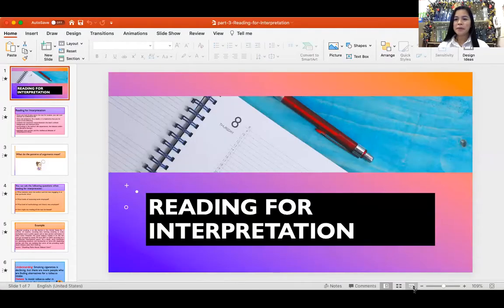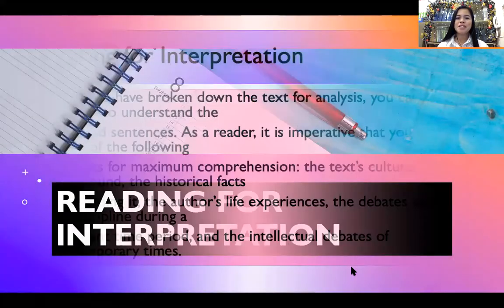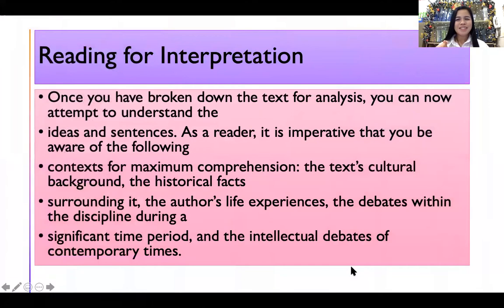As you all know, our topics for this lesson, lesson three, are interconnected. So we started with critical reading down to reading for analysis, and now we are moving to reading for interpretation. So what is reading for interpretation? Once you have broken down the text for analysis, you can now attempt to understand ideas and sentences.